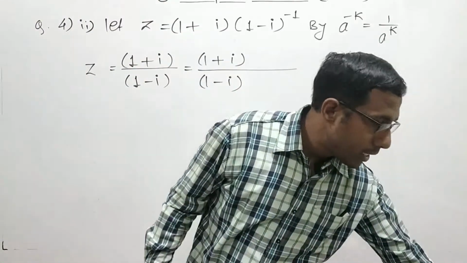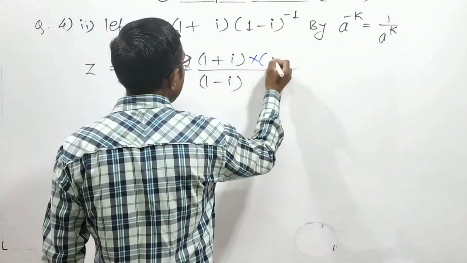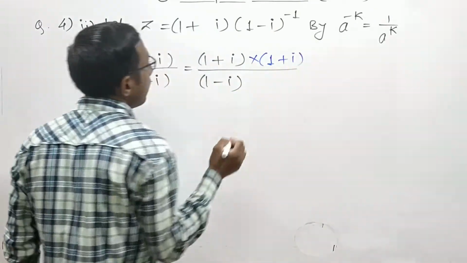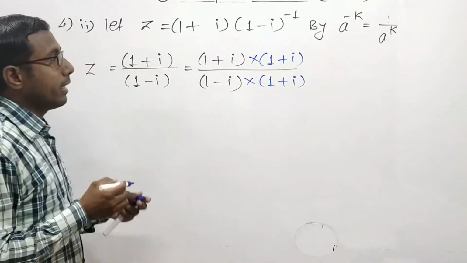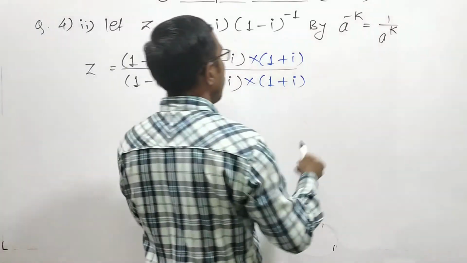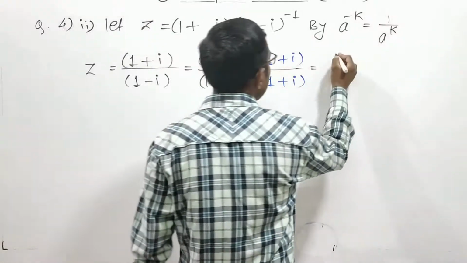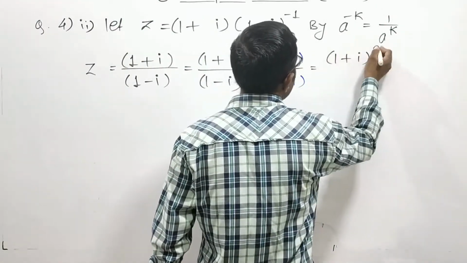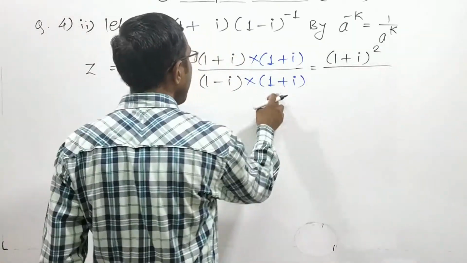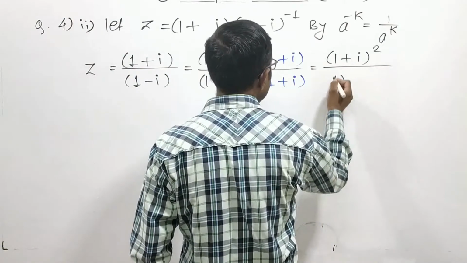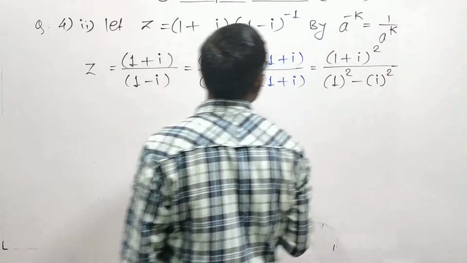The way of taking the division of two complex numbers is to multiply both numerator and denominator by the conjugate, 1 plus i. The numerator is 1 plus i multiplied by 1 plus i, which means (1 plus i) whole square. Like x into x we write as x square. For the denominator, (a plus b)(a minus b) formula is a square minus b square. Now it is i square.